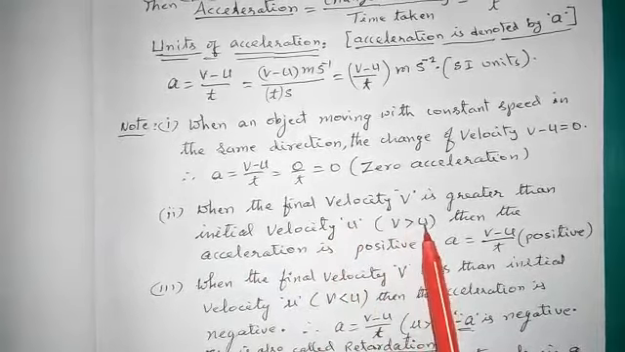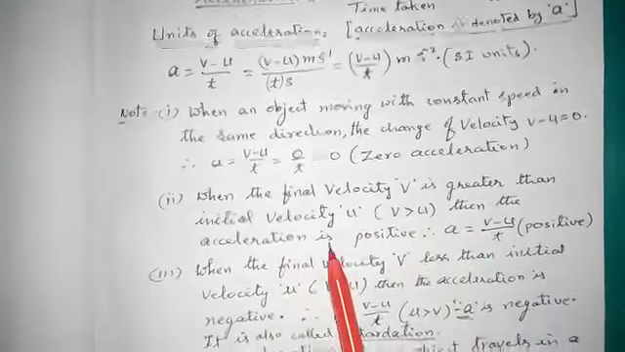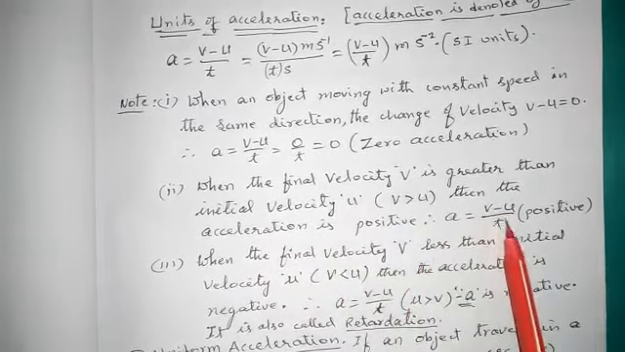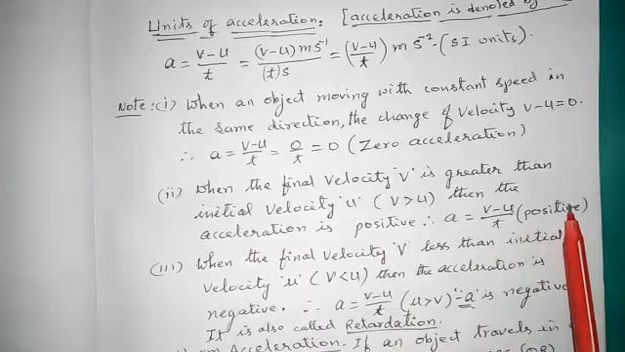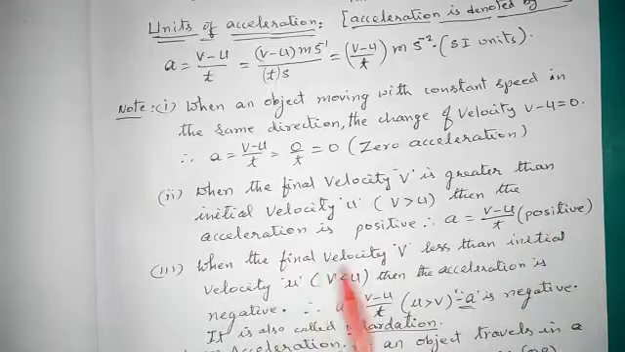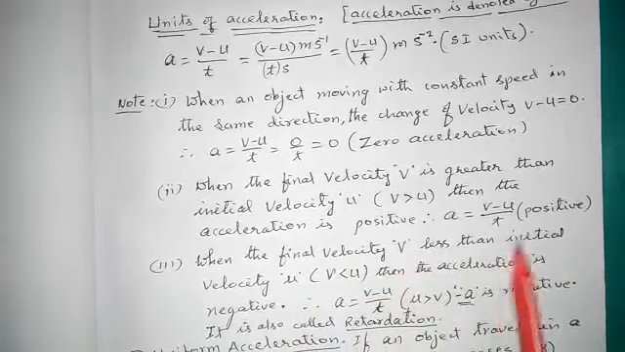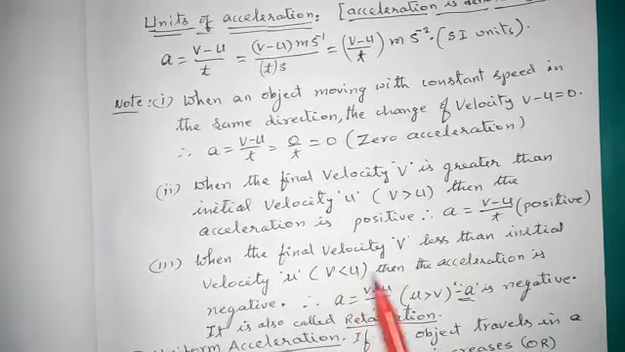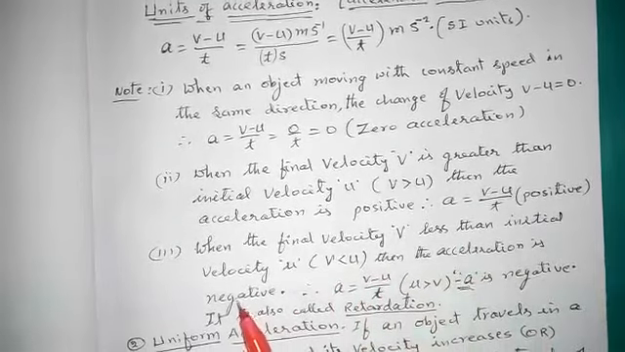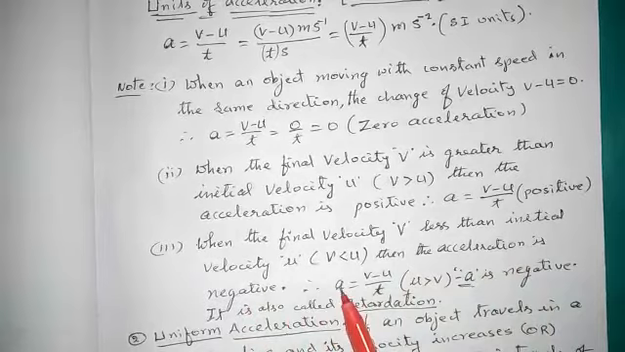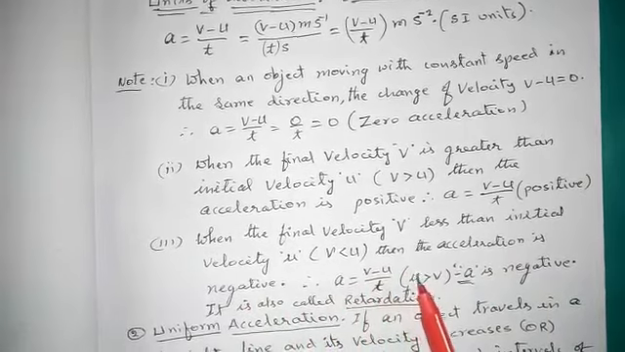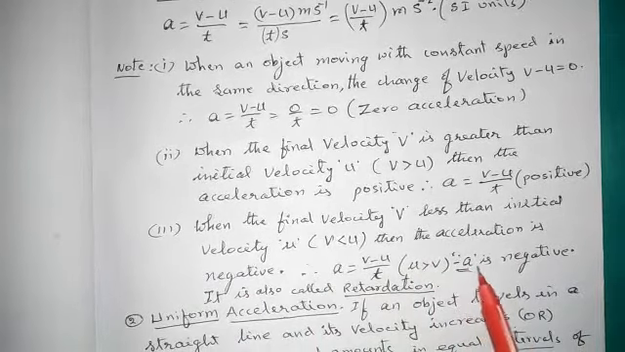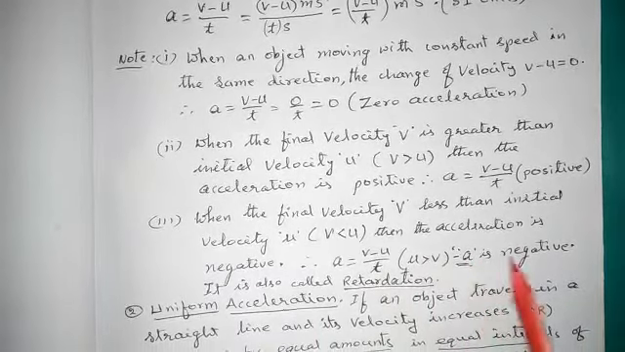In the second condition, when the final velocity v is greater than initial velocity u, that means v greater than u, then the acceleration is positive. Therefore, a is equal to v minus u by t value is taken as positive. When the final velocity v is less than initial velocity u, then the acceleration is negative. Therefore, a is equal to v minus u by t, where u is greater than v, that is equal to minus a, which means acceleration is negative.